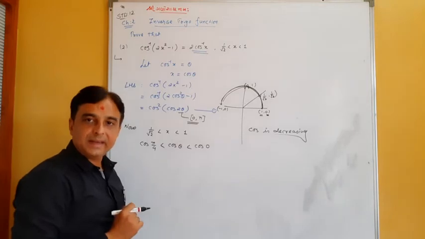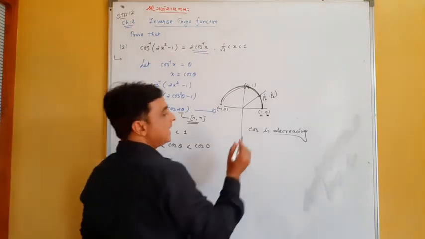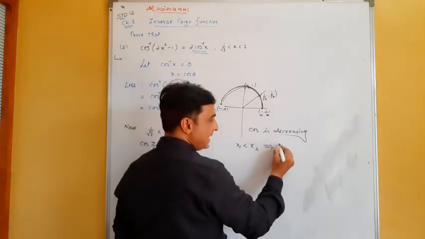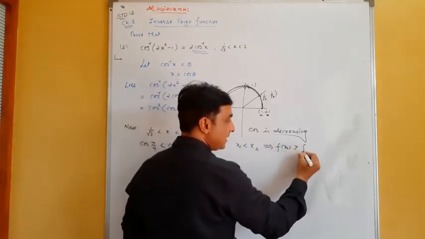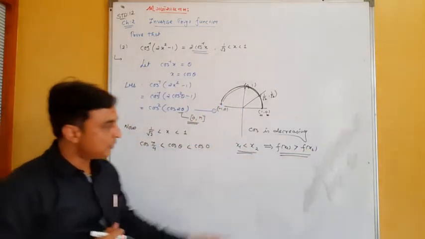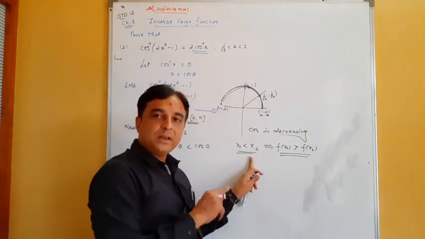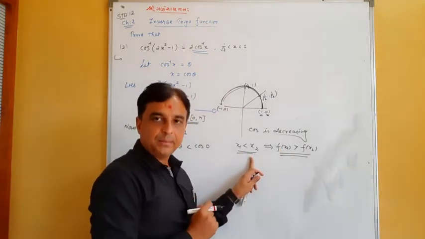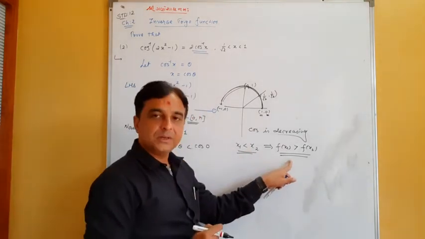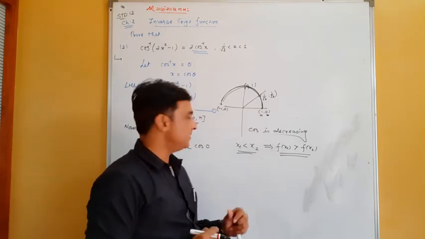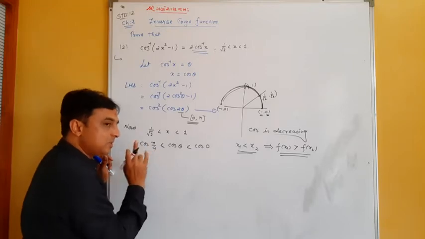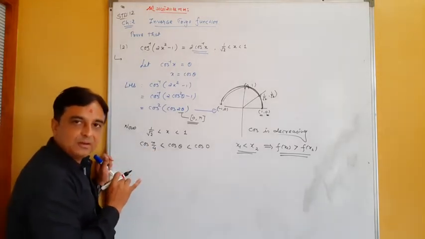cos is a decreasing function, and whenever there is a decreasing function, x1 less than x2 implies f of x1 greater than f of x2. That means the inequality is changed. So when you remove the function, you get a different inequality in the variable, and if in the variable there is a less than, when applying the decreasing function, the inequality will change. So here 0 to pi by 4, that means theta is in the first quadrant.